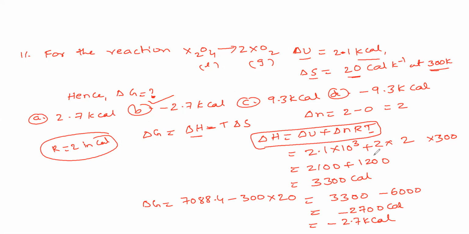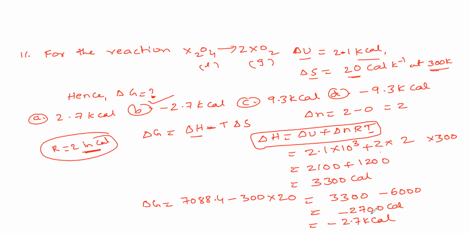So 2.1 into 10 to the power of 3 plus 2 into, because delta n value is 2 and R value is equal to 2 in calories, because very, very important. When all the energies are given in calories, we should take R is equal to 2. 2 into 2 into 300. So it is 1200. So 3300.